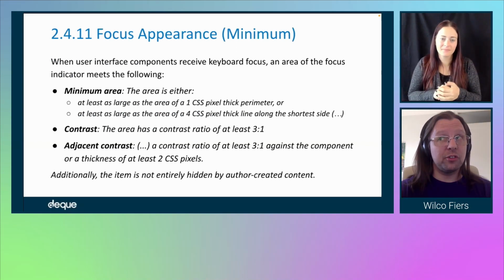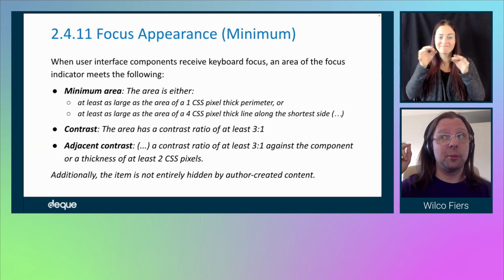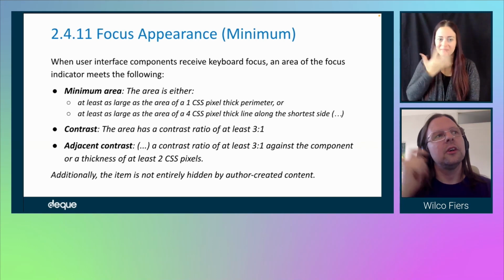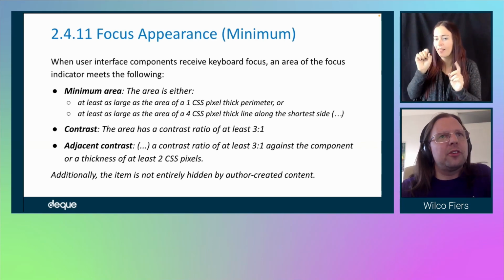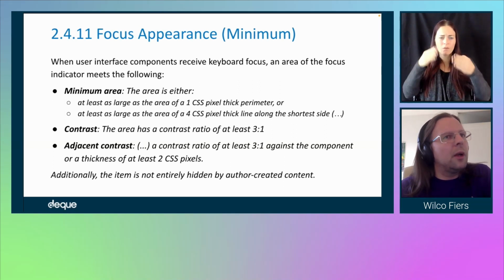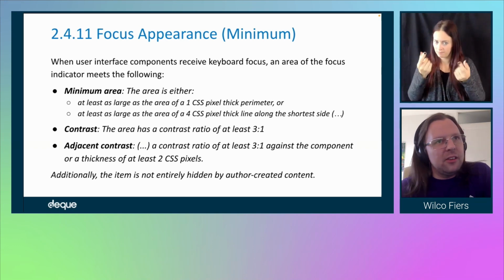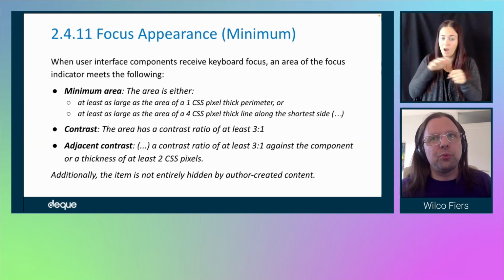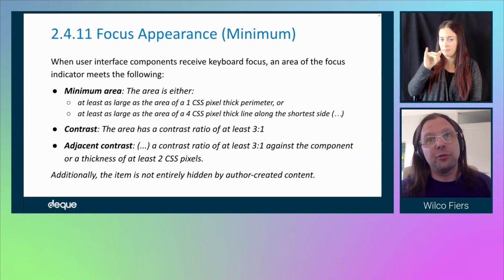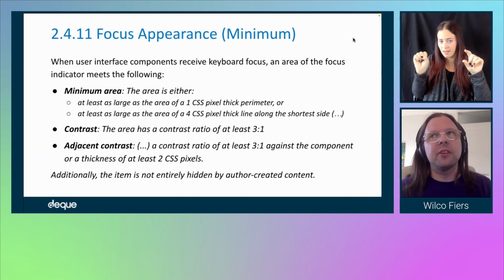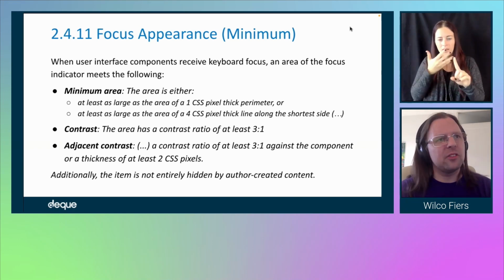So we'll dive right in, and we'll start off by looking at easily the most complicated one that has been added to WCAG so far. It is 2.4.11. When user interface components receive keyboard focus, an area indicator meets the following. Minimum area: the area is either at least as large as the area of a 1 CSS pixel perimeter, or at least as large as a 4 CSS pixel thick line around the shortest edge. That's a good bit of work. We'll get into a little more detail and look at what that exactly means.